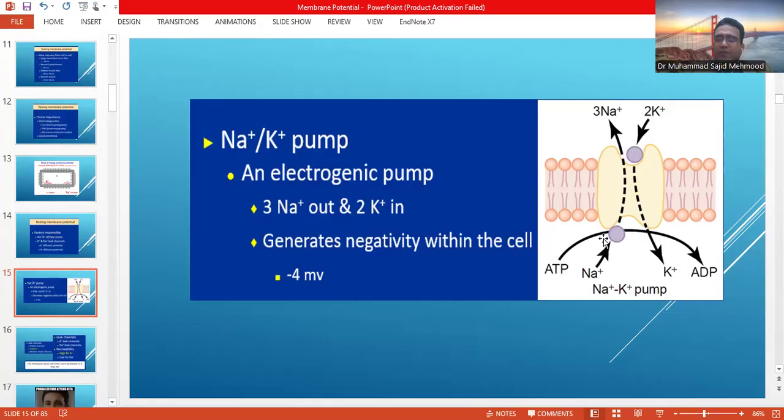So this pump moves the ions against the concentration gradient, or it causes the uphill movement of the ions, and it will generate negativity within the cell, because more positive ions are pumped out and fewer positive ions move inside the cell. So collectively there will be negativity developing within the cell, and it develops an electrical negativity of about -4 millivolt within the intracellular fluid.